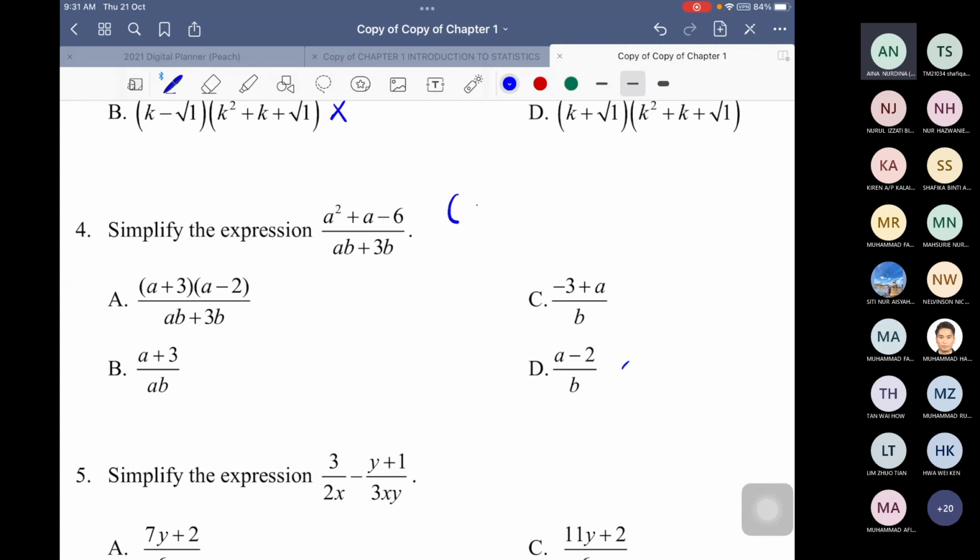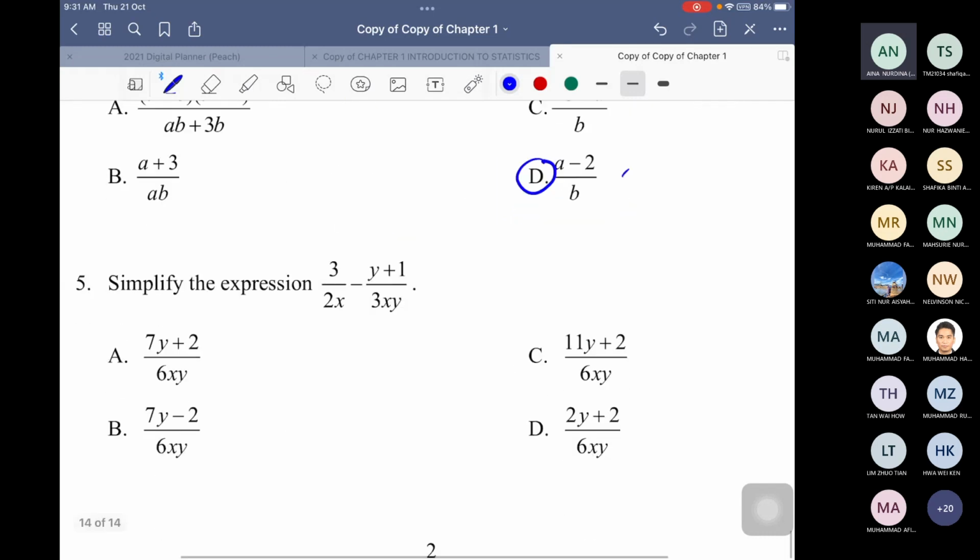So ni kalau I factorize, saya akan dapat A tambah 3, darab dengan A tolak 2. So kat bawah ni term ni, the common factor dia adalah B. So dia akan jadi B darab dengan A tambah 3. So potong-potong, that's right. So jawapan dia adalah D. Very good. And the last one.